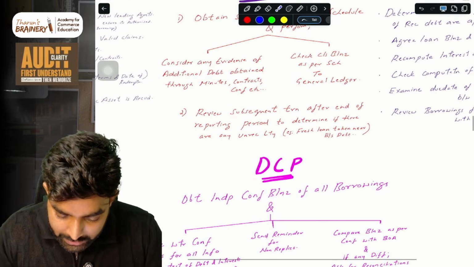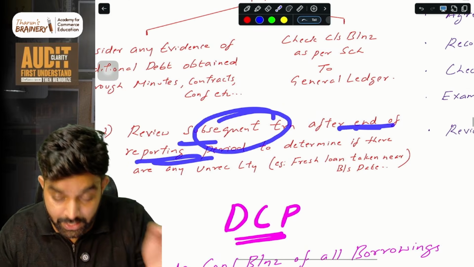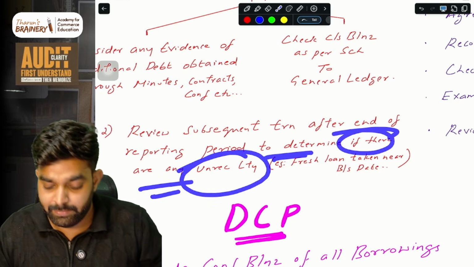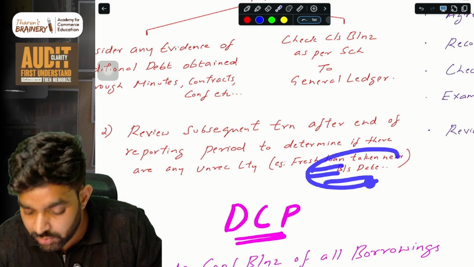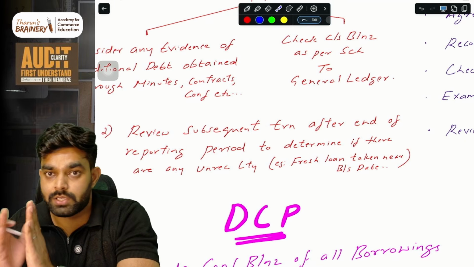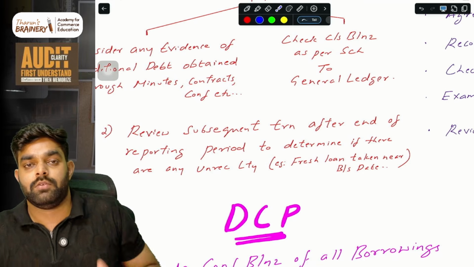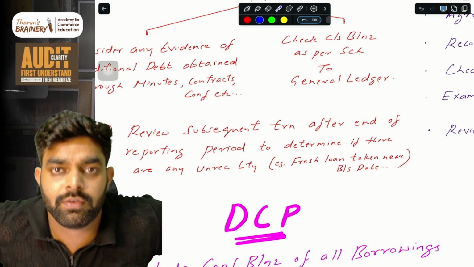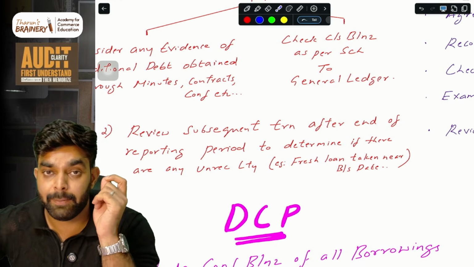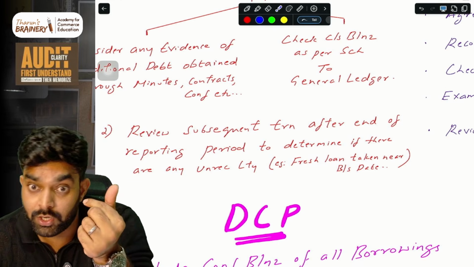Okay. Then review the subsequent transactions after the end of the reporting period, after 31st March, to determine if there are any unrecorded liabilities, that is, any fresh loan taken near the balance sheet date. Normally we check up to 31st March, but here you are checking April 5th, April 10th, or April 15, whatever transactions are there. Sometimes you may see some loan the company received on April 1st, but that loan should actually be included in 31st March.